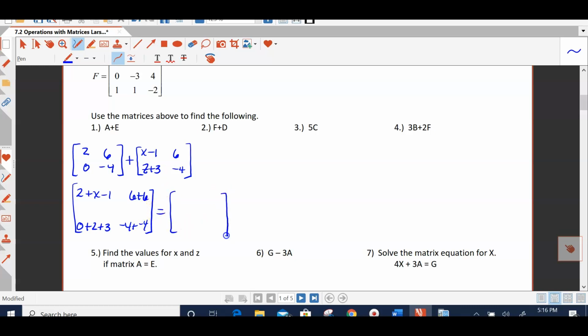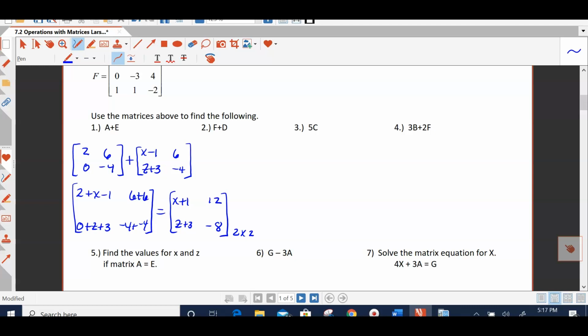Now I'm just going to clean it up, perform the operation. So 2 plus x minus 1 will end up just being x plus 1. 6 plus 6, 12. 0 plus z plus 3 will just be z plus 3. And negative 4 plus a negative 4 will be a negative 8. Notice both A and E were 2 by 2 matrices, and your result is going to be a 2 by 2 matrix. Just be careful with your arithmetic, otherwise it's a pretty easy operation.